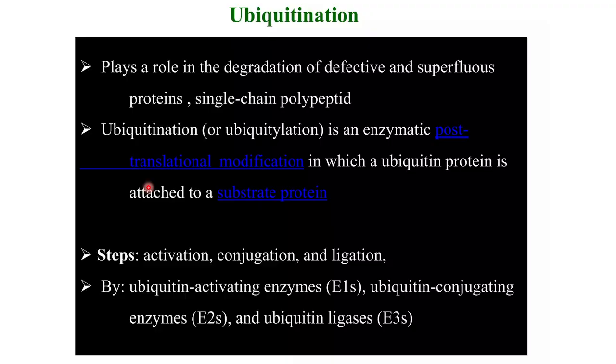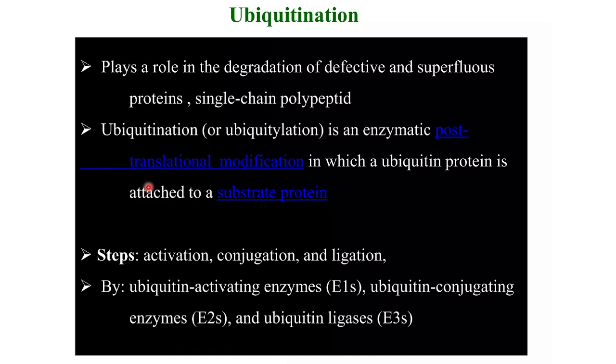Now, let us study ubiquitination. Ubiquitination plays a role in the degradation of defective and superfluous proteins, and ubiquitin is a single chain polypeptide. Ubiquitination, or ubiquitinylation, is an enzymatic post-translational modification in which you add a ubiquitin protein to a substrate protein. So how do you do that? The steps involved are activation of the protein, then conjugation, and finally ligation.